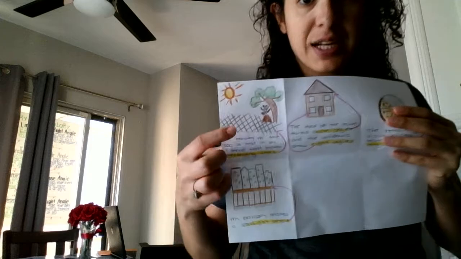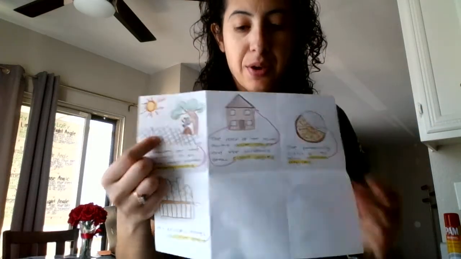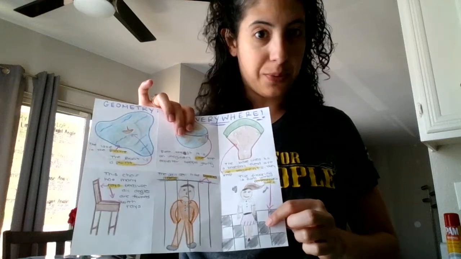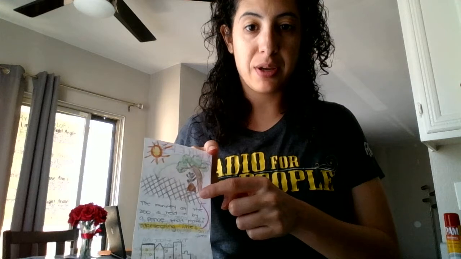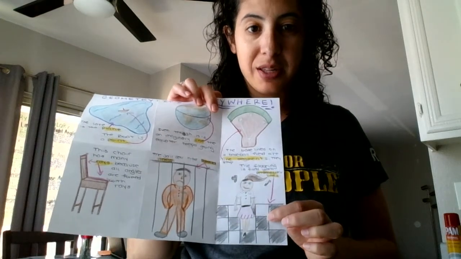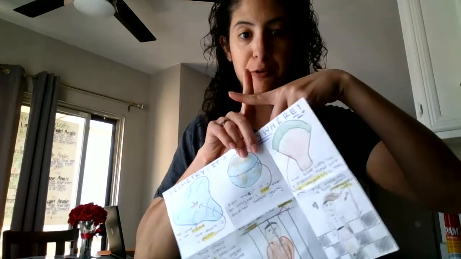Now, if I were to ask, are intersecting lines perpendicular lines? We'd say no. Because intersecting lines cross at any point. But perpendicular lines, when they cross, they have to form a perfect square corner.